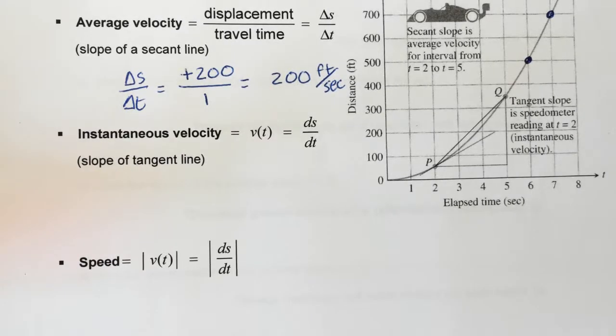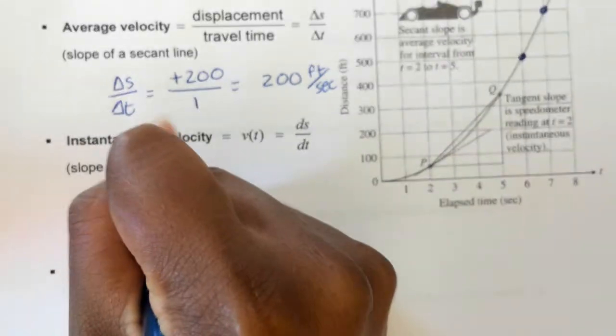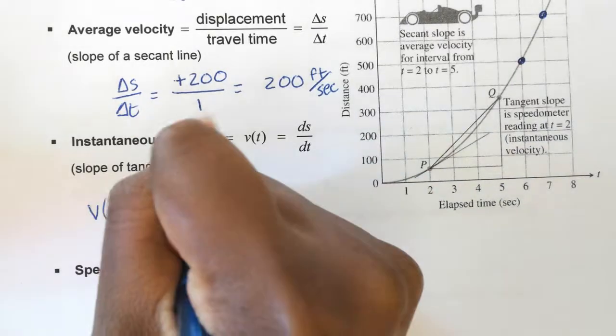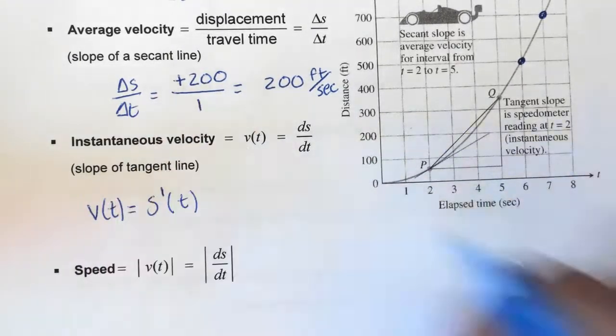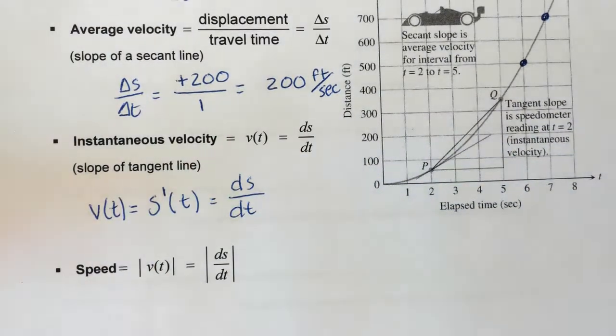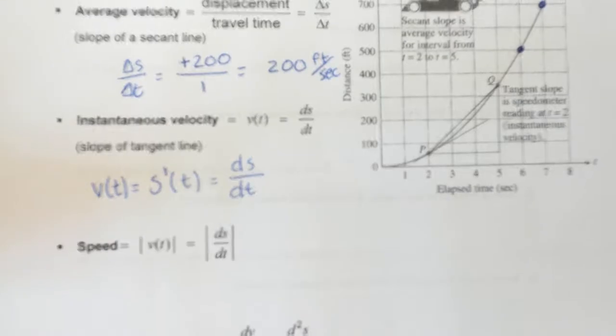Our instantaneous velocity, that's when we get into the derivative. So our instantaneous velocity would be the derivative of our position function, so our derivative of s of t. So instantaneous velocity is the same thing as s prime of t, which is ds dt. So all of that is the same.